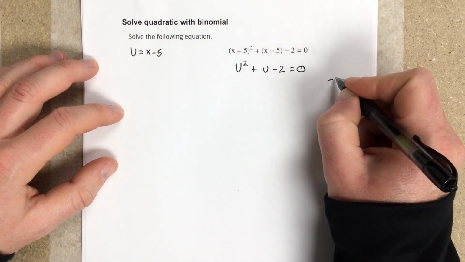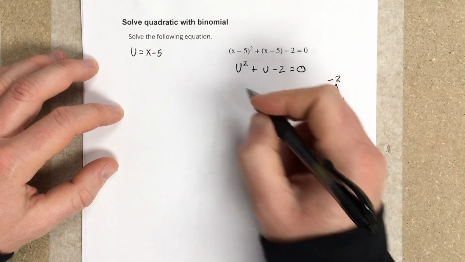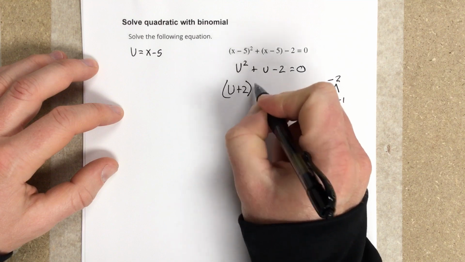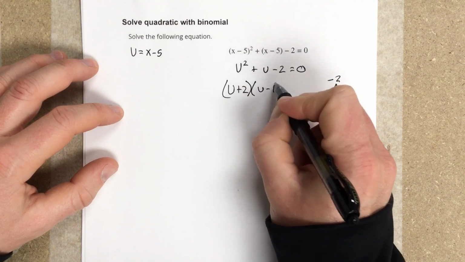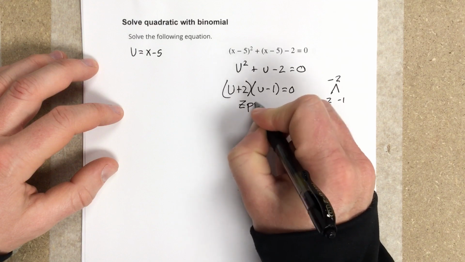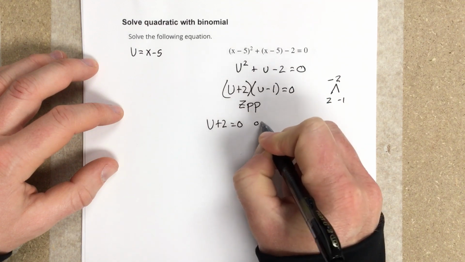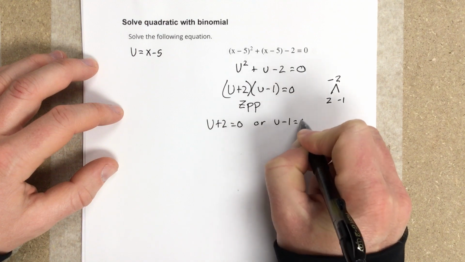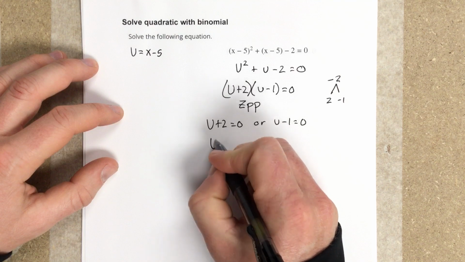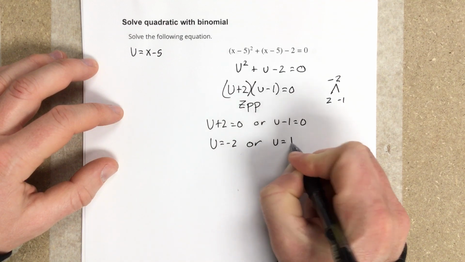Factors of negative 2 that will add up to 1 will be 2 and negative 1. So I'm going to get u plus 2 times u minus 1 equals 0. I can use the zero product property. So I get u plus 2 equals 0, or u minus 1 equals 0. Subtract the 2 over, we get u is equal to negative 2, or u is equal to 1.